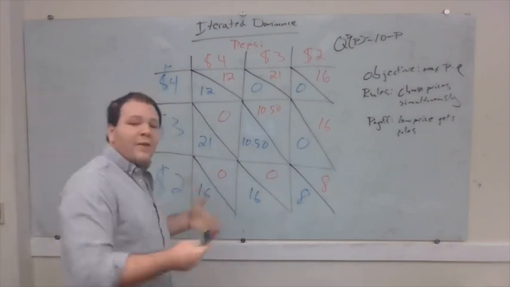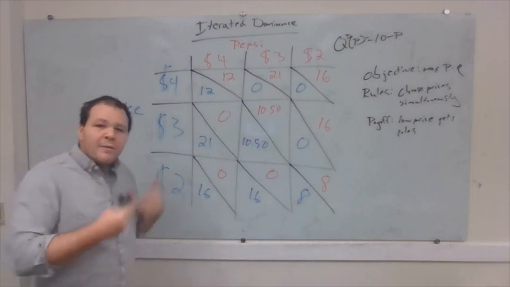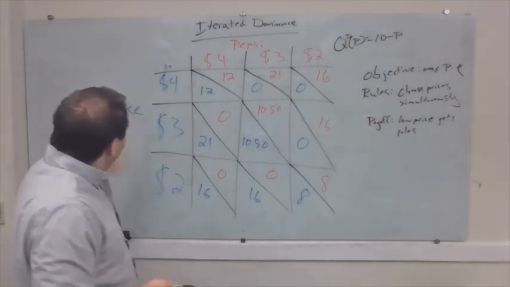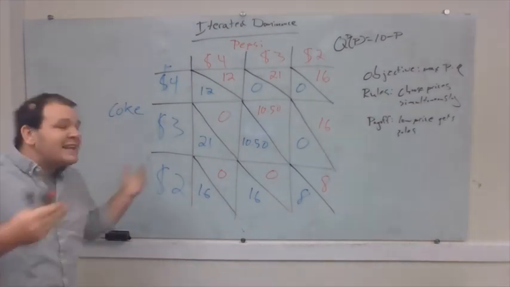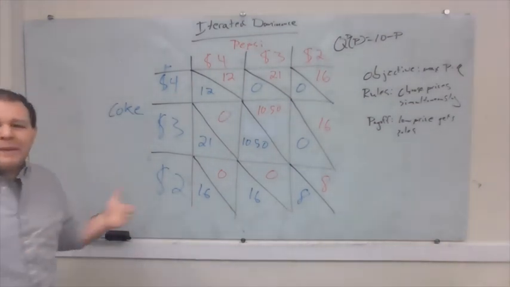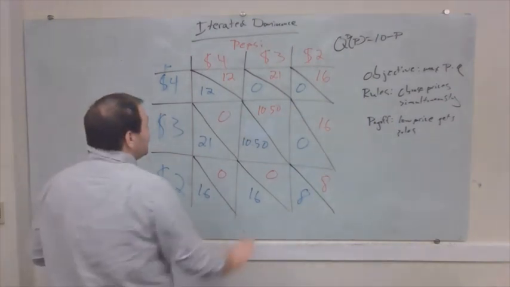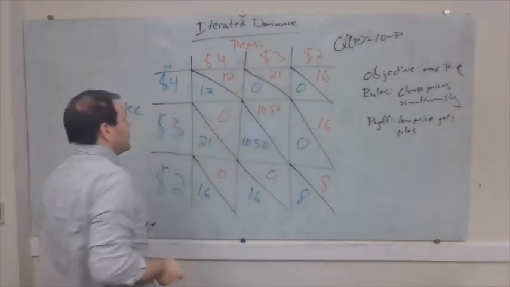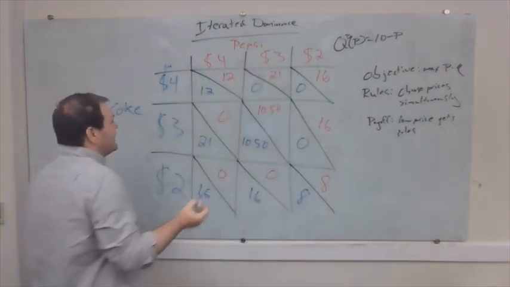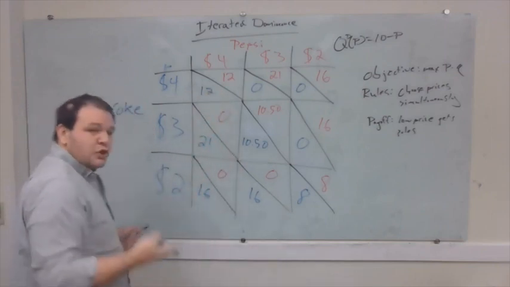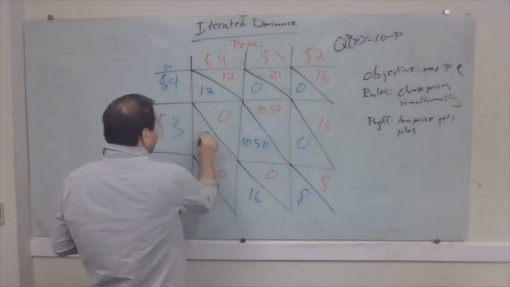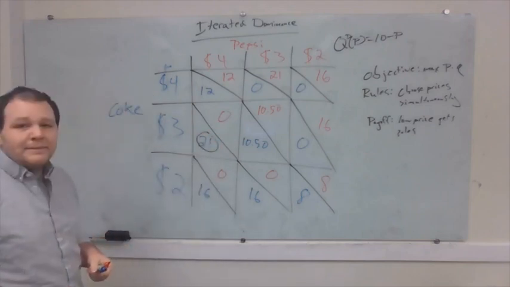Let's think about whether we can figure out what the outcome of this game is going to be. So let's start by thinking about Coke's perspective, and try to figure out Coke's best response to each price that Pepsi might charge. Let's say that Coke knew that Pepsi was going to charge $4. Then their choice is, do I want to make 12 bucks, 21 bucks, or 16 bucks? The answer is super clear. They're going to want to charge $3 so that they can make 21 bucks.